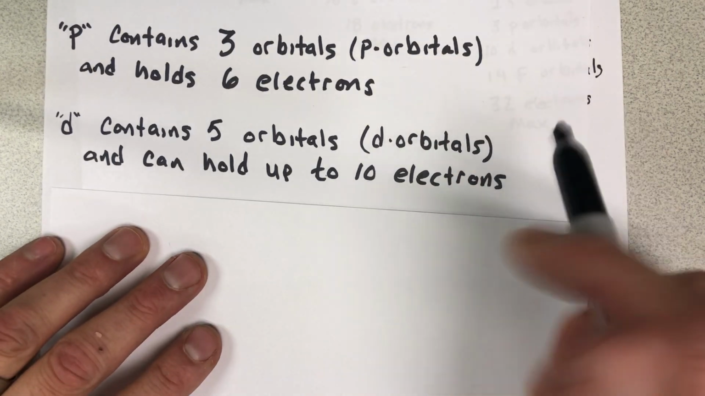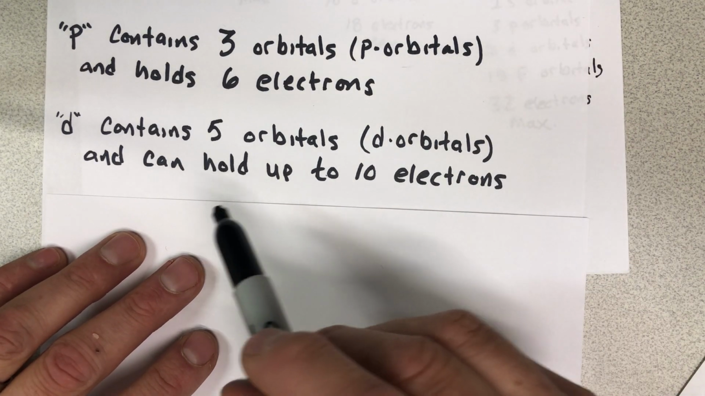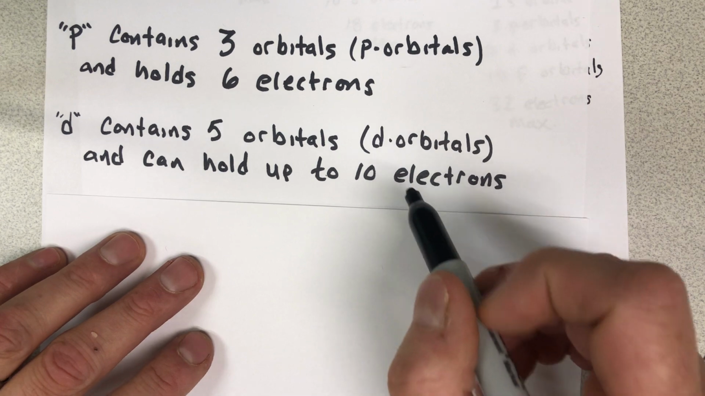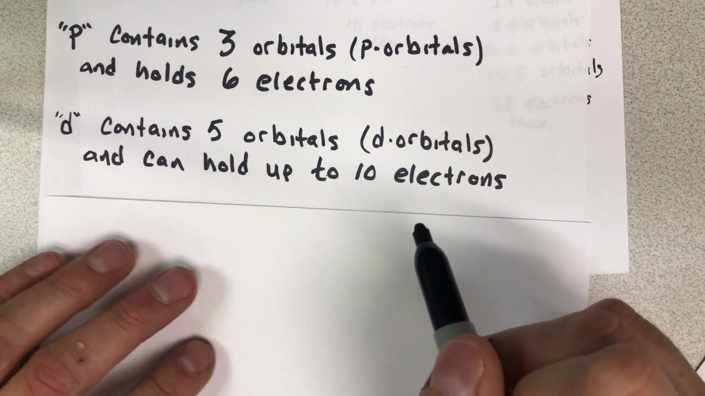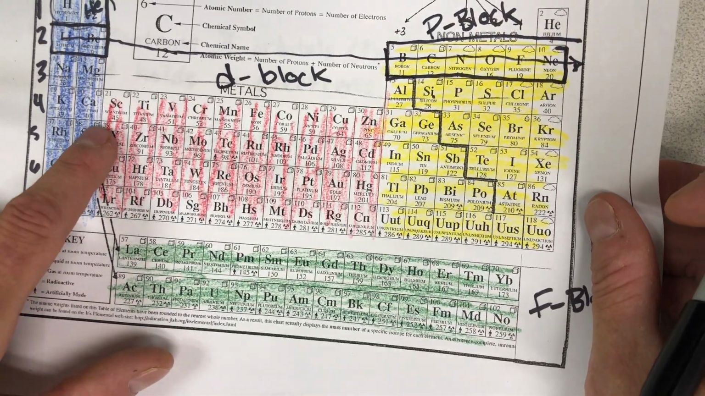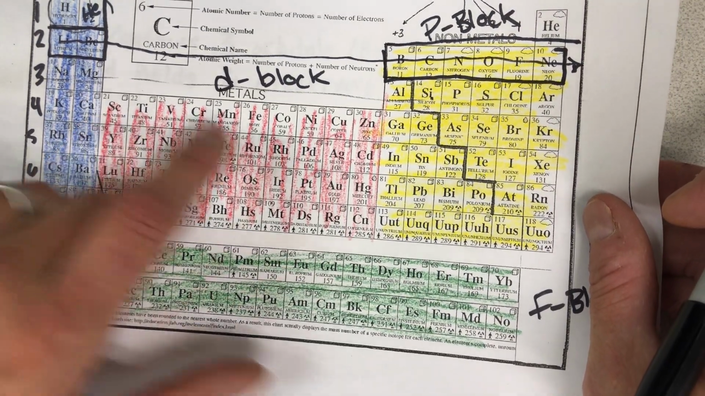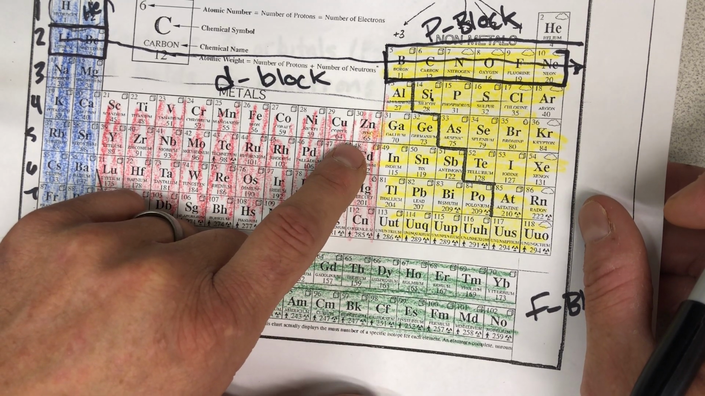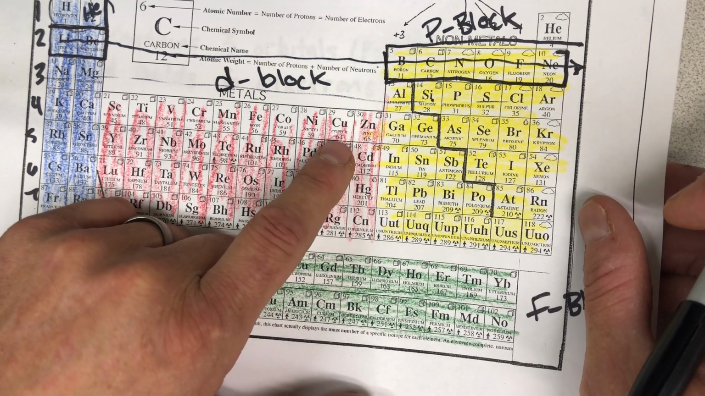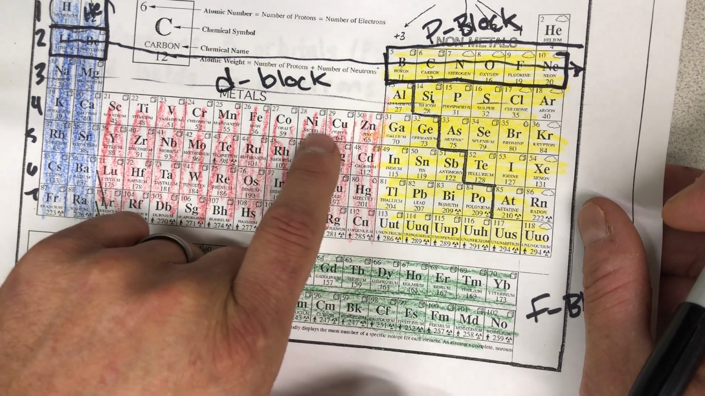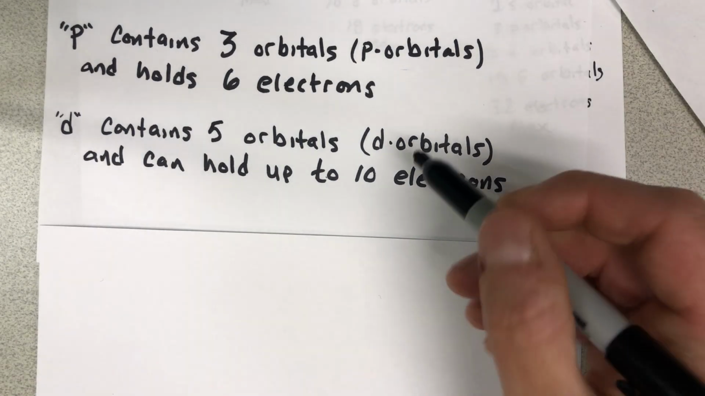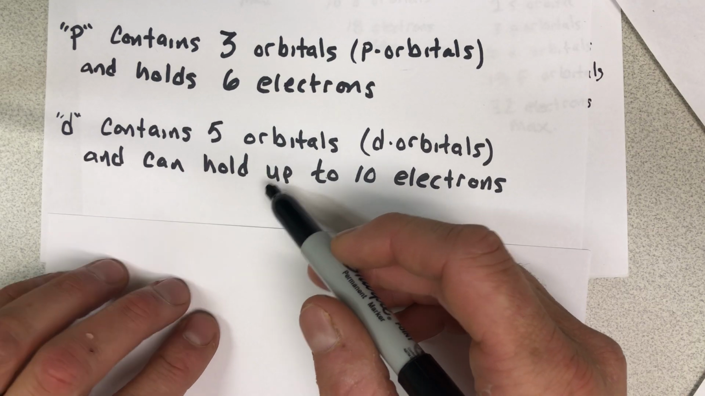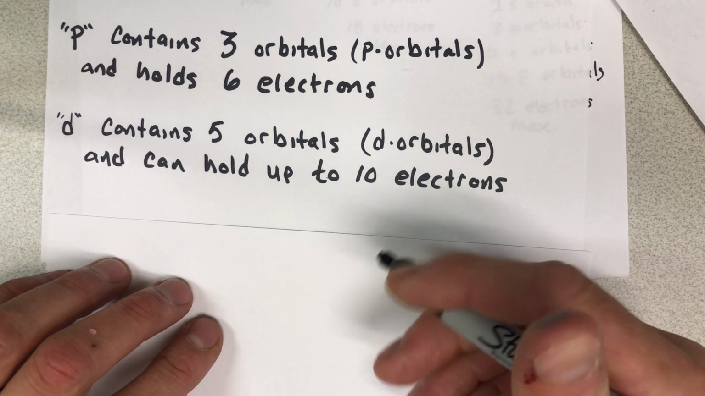And then D, this is where things get a little bit goofier. D contains 5 orbitals. They're just known as d orbitals, and they can hold up to 10 electrons. When we look back to the D block of elements, we see that columns 3 through 12 are 10 elements across, and each time we move across the periodic table, we add 1 more electron for a total of 10. Those 10 electrons get held in 5 orbitals, each orbital holding 2 electrons, okay?